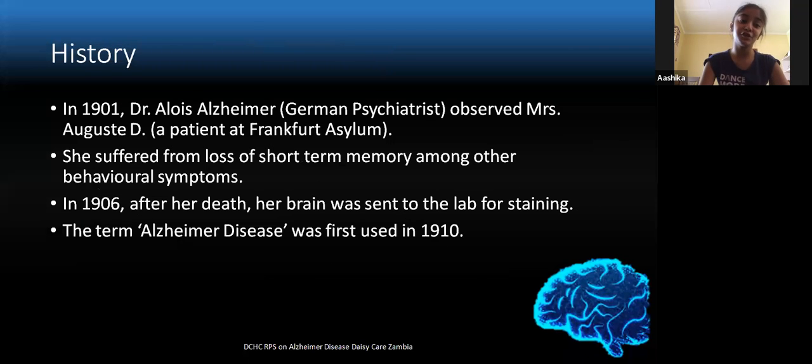Now we'll move on to the history. In the year 1901, Dr. Alois Alzheimer, who the disease is named after, a German psychiatrist, observed his patient, Mrs. Auguste D., at Frankfurt Asylum. She suffered from loss of short-term memory, among other unusual behavioral symptoms. He was very confused by this, and hence, after her death in the year 1906, he took her brain to the lab to perform some chemical processes such as staining, and the term Alzheimer's disease was first used in the year 1910.